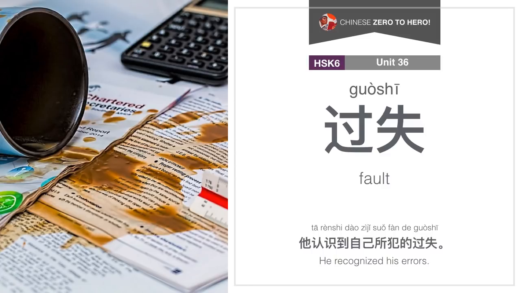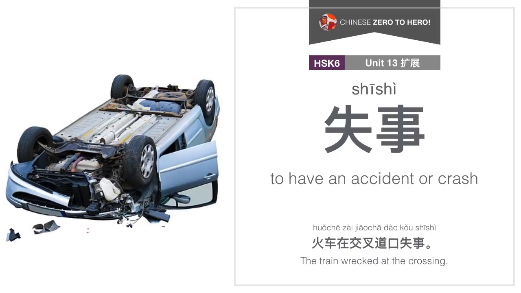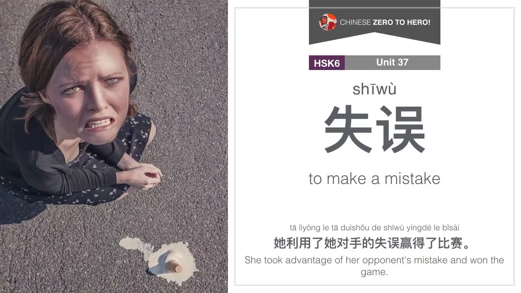他认识到自己所犯的过失. He recognized his errors. In HSK 6, we also learn the word 丧失, meaning to lose or to forfeit. For example, 他对前途丧失信心. He lost confidence for the future. And in HSK 6, we learn 失事, meaning to have an accident or a crash. For example, 火车在交叉道口失事. The train wrecked at the crossing. In HSK 6, we also learned 失误, meaning to make a mistake. For example, 他利用了他对手的失误赢得了比赛. She took advantage of her opponent's mistake and won the game.